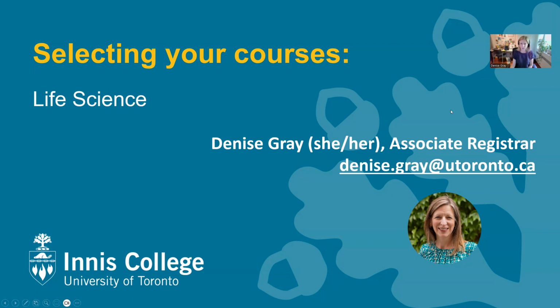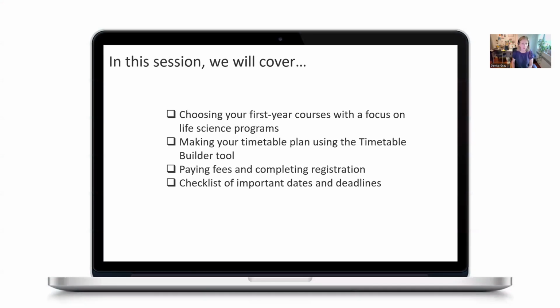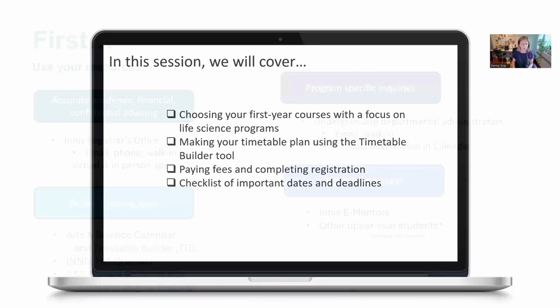So we are going to talk today about the following things. Choosing your courses with an eye on life science programs, making your timetable plan, using the timetable builder, and actually figuring out what days and times you're going to be in courses, paying your fees and completing your registration, and then at the end, a checklist of important dates and deadlines.